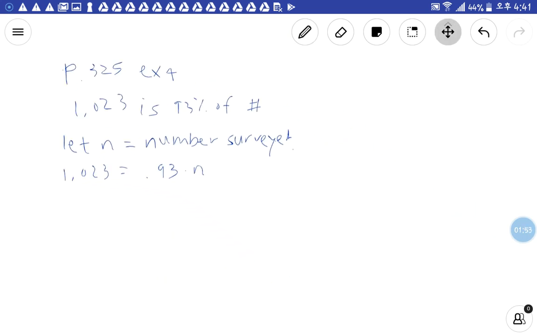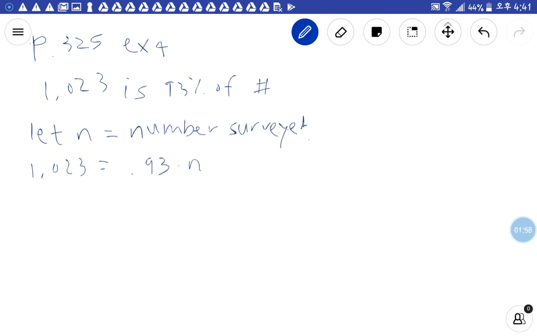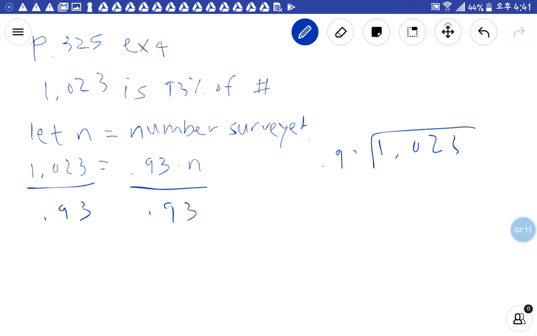Okay, now how do I solve this type of question? You have to divide by 0.93 on each side. So 1,023 divided by 0.93. Move your decimal point to the right. Here you don't really see a decimal point, but it is at the end of the 3, so you can put 2 zeros in here. And let me erase this comma.